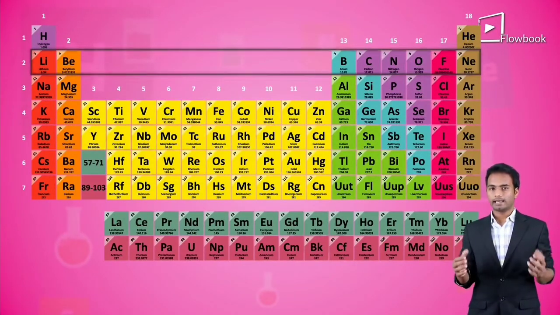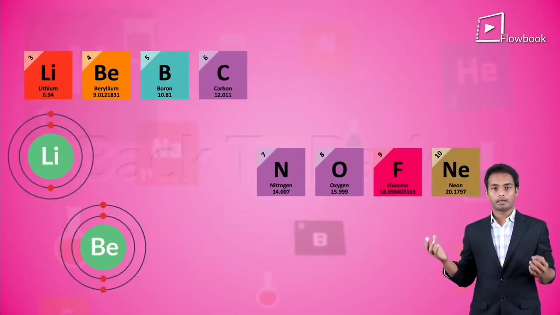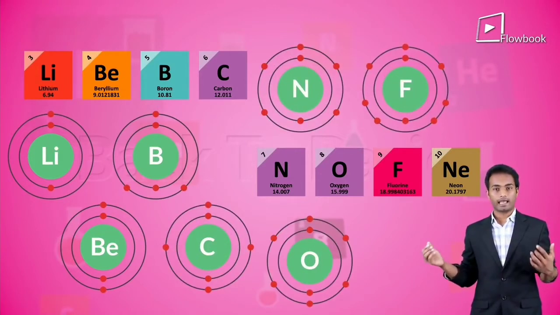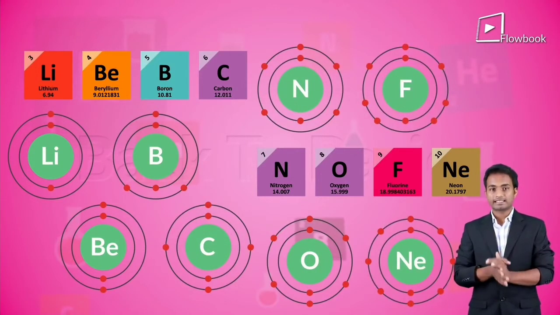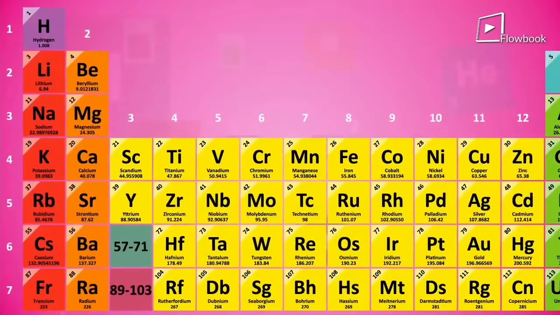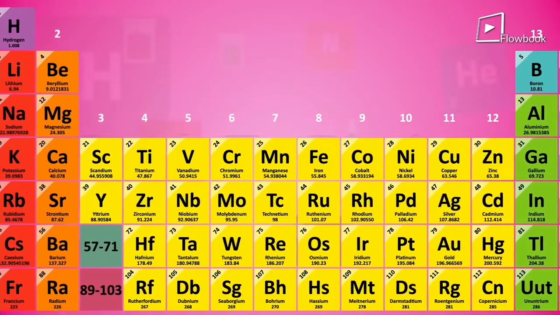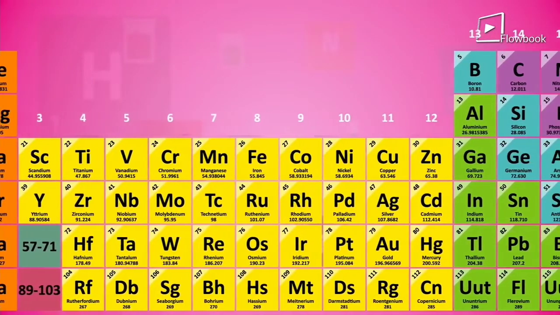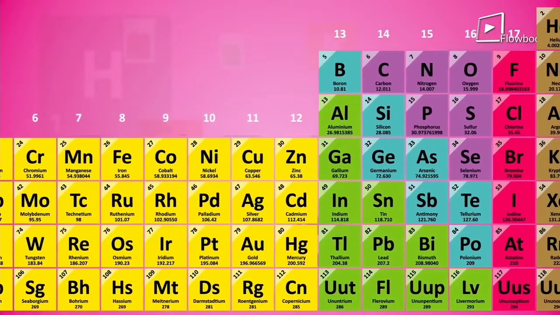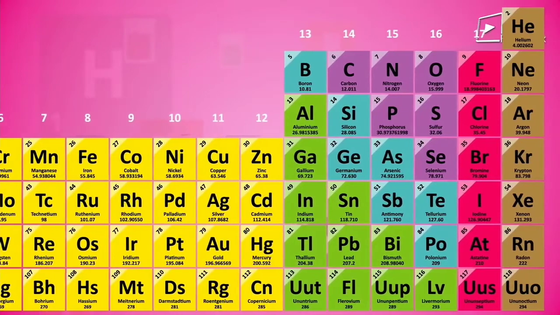Now come to the second period. The second period has lithium, beryllium, boron, carbon, nitrogen, oxygen, fluorine and neon. And all of these have 2 main shells, which are the K and the L shell. If you look at this periodic table, as we go across the period from left to right, the next element is always heavier than the one before. And also, each element is less metallic than the one before.